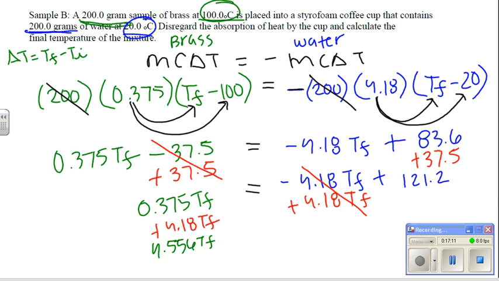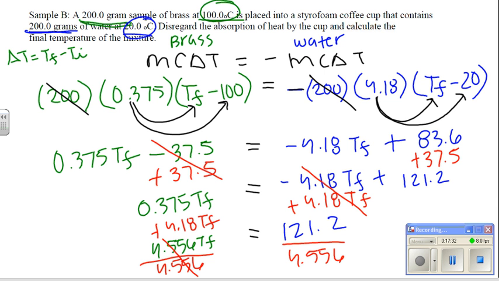is equal to 121.2. Now this should be easy for you to solve. Divide both sides by 4.556 and you get your final answer, okay?